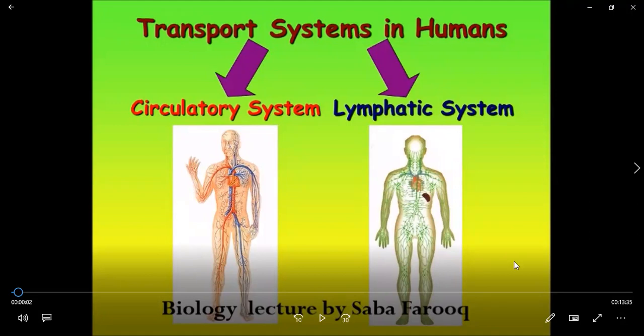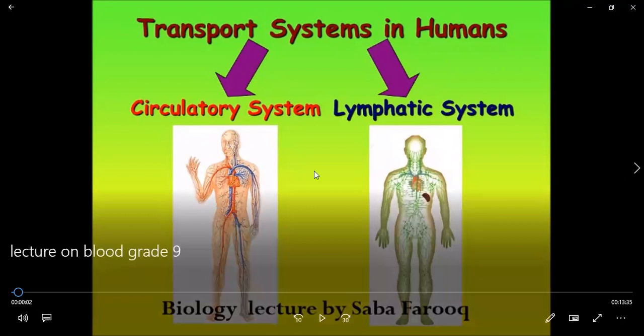Like all the higher animals, the task of transporting different materials in the human body is performed by two systems: the blood circulatory system and the lymphatic system. These two systems are well coordinated and associated with each other. It means that they both work side by side and their functions are linked. Here we will go into more detail about the circulatory system.